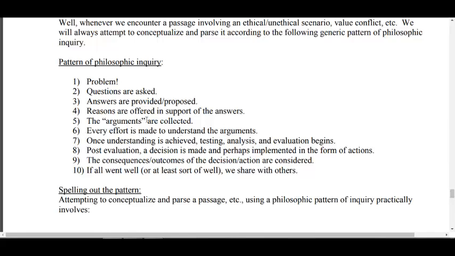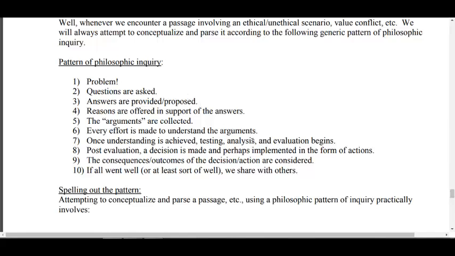We make every effort to understand what we've collected. Then once we have a charitable understanding, we start testing and analyzing those arguments for validity, soundness, cogency. We'll talk all about that more next week. But then post-evaluation, maybe we can make a decision. Maybe we have reached a resolution of the problem, or at least maybe we've made tremendous progress. We know more at the end of this process than we did at the beginning. We're more prepared to handle these kinds of problems and think systematically about them at the end of doing this than we were to begin with.